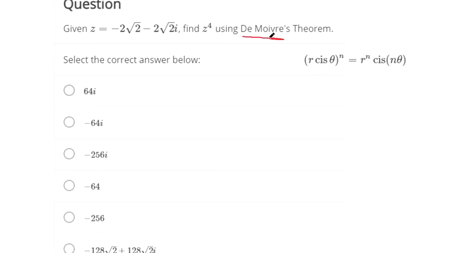I've actually read this a lot. I haven't heard it pronounced by other people. So De Moivre's theorem? I might be butchering that. But we're asked to find the fourth power of this complex number.